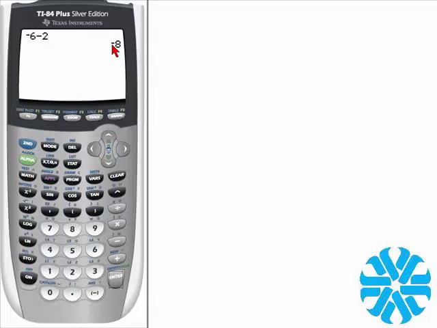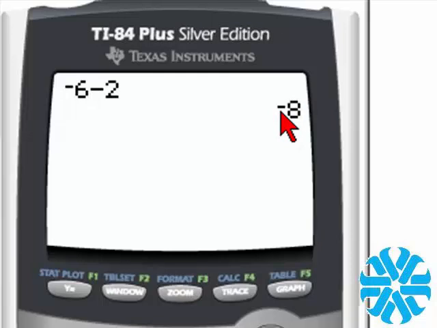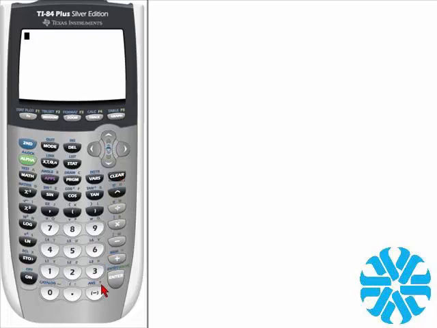Okay, and again here the negative value is a small symbol compared to the subtraction symbol. Okay, so let's clear the screen and let's do another computation. Let's take negative 2 times negative 4, and that should give us a positive 8, and it does. So again, let's do another example. Let's take 2 multiplied by negative 4, and that should give us a negative 8, and it does.